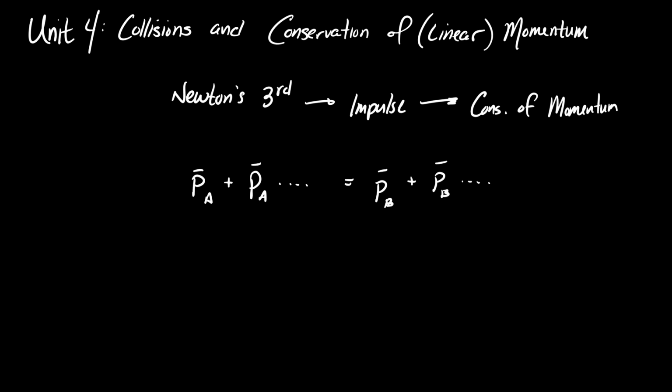Ultimately, what I'm saying to you is that the momentum of a system stays the same over time. Individual momentums may change, but the total momentum of a system stays the same over time. So any one object may gain momentum at the expense of something else losing momentum.